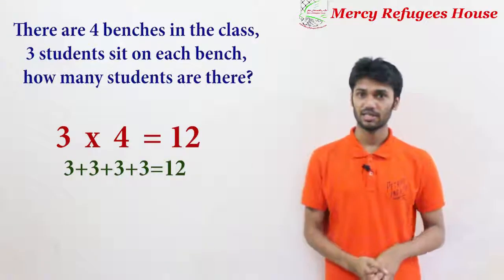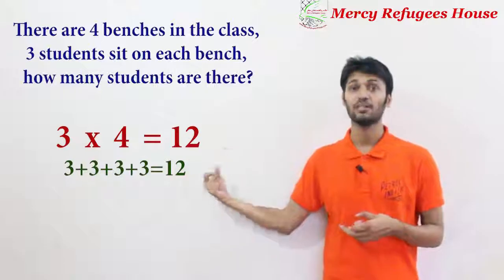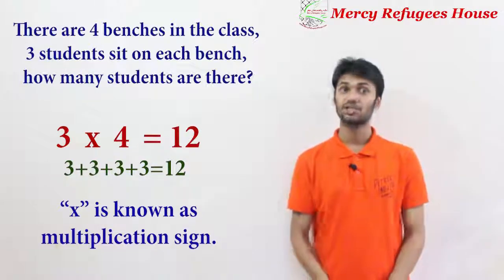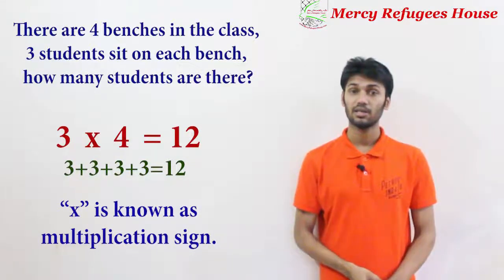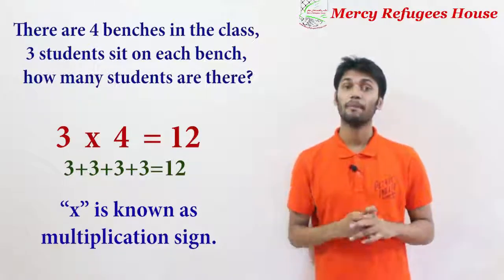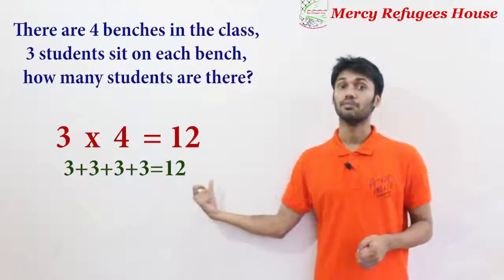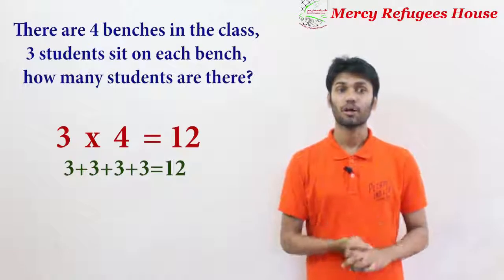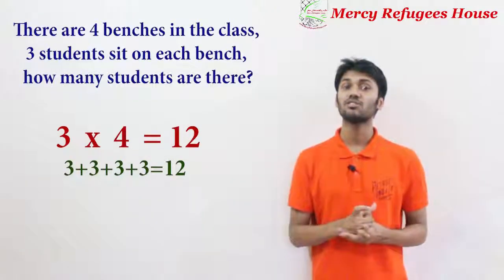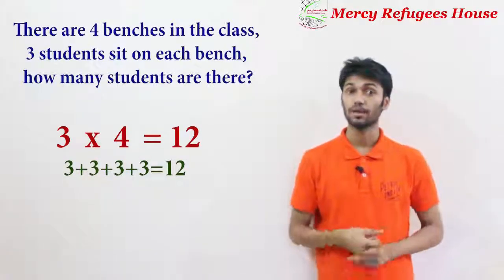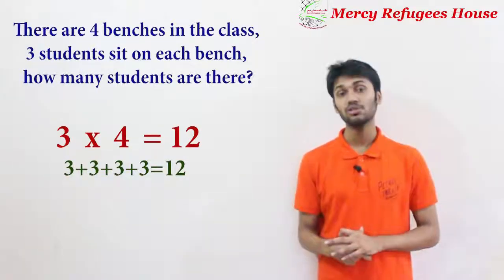We can write this calculation using this format: 3 multiplied by 4. This cross is known as the multiplication sign, right? This is the multiplication or multiple sign. So 3 multiplied by 4 equals 12. If you want to speak it in English, we usually speak it this way: 3 multiplied by 4 equals 12. This is how the student should learn, and we are coming into that in the next section.